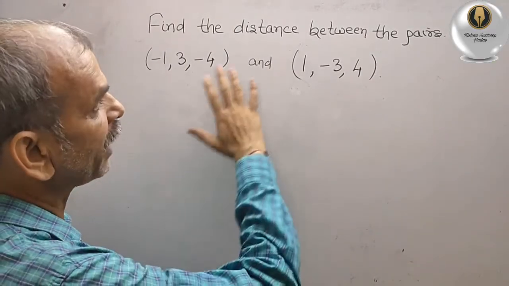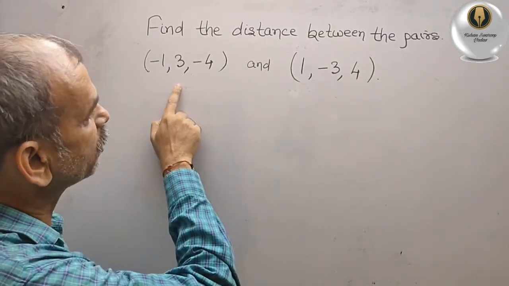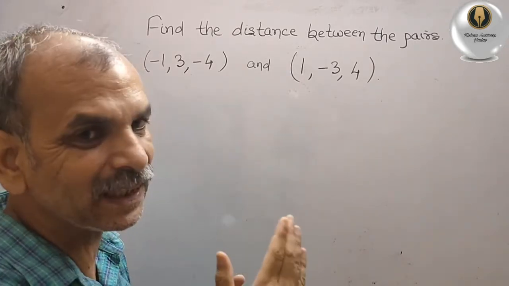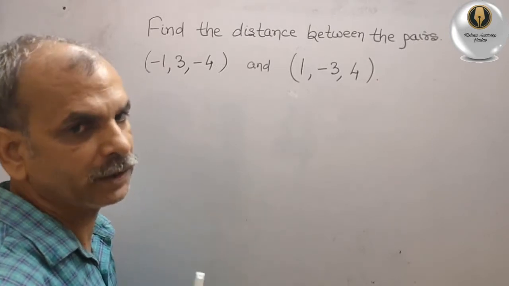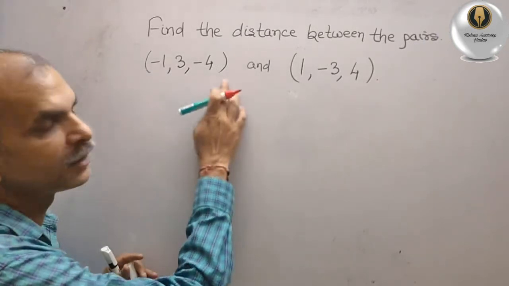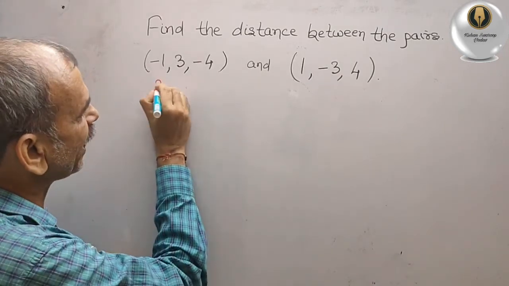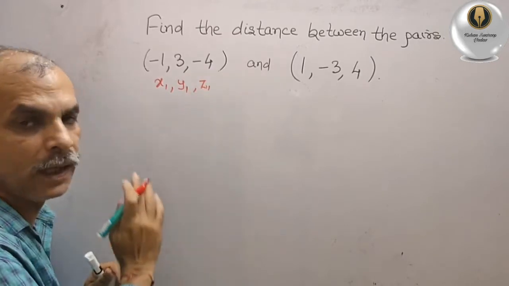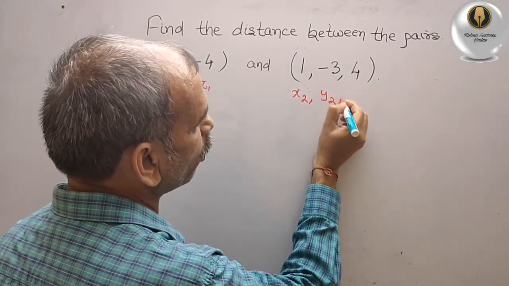Your question is to find the distance between the pairs. What they have given: (-1, 3, -4) and (1, -3, 4). So first we will name the coordinates. They are triples, that means x, y and z. So these are your x1, y1, z1, and this is your x2, y2, z2.